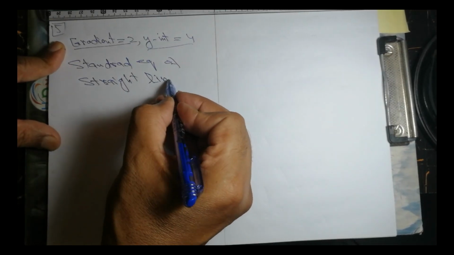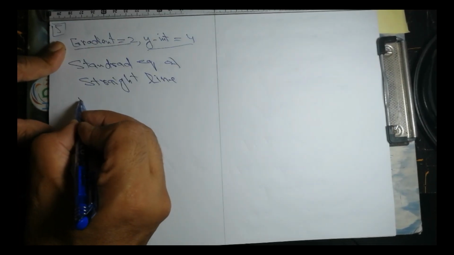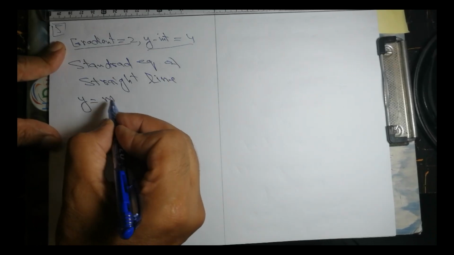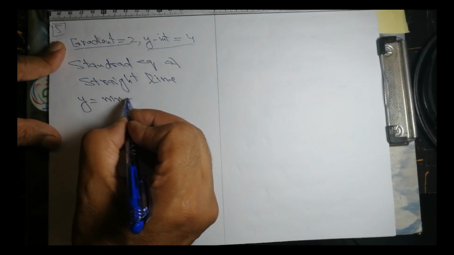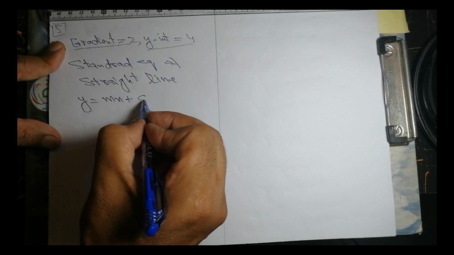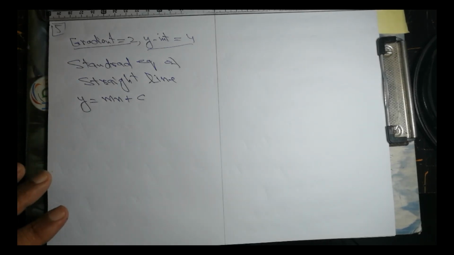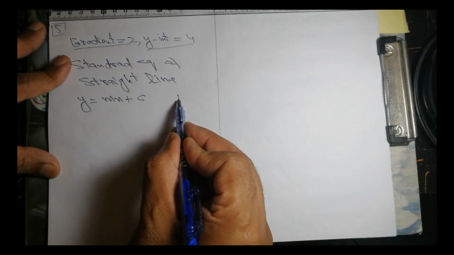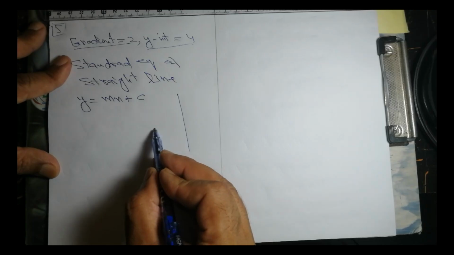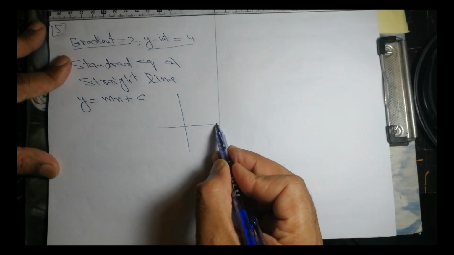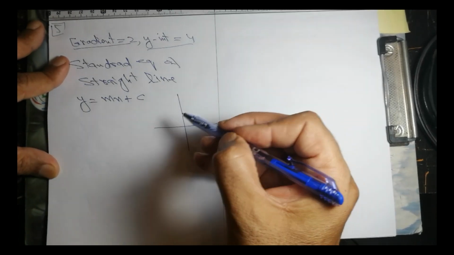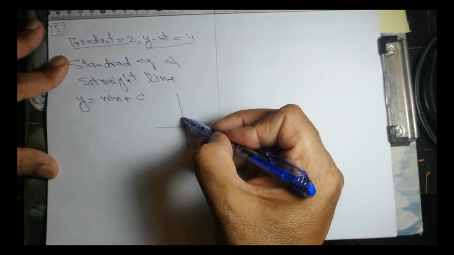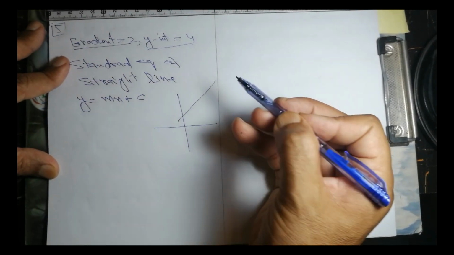Straight line that is equal to y equal to mx plus c. This is the standard equation of a straight line. So, for example, this is a perpendicular line, the coordinate Cartesian plane system. So for example, we have one line. This is, suppose, one line.